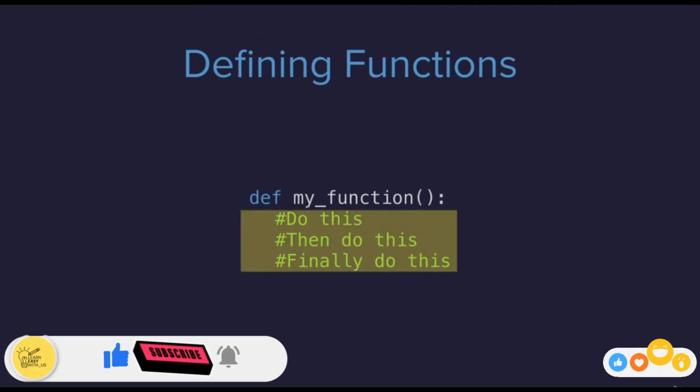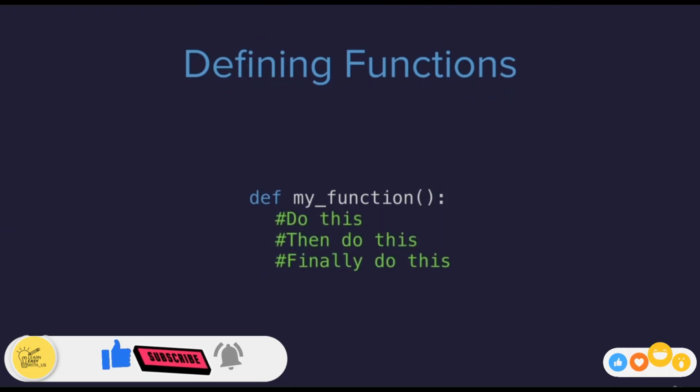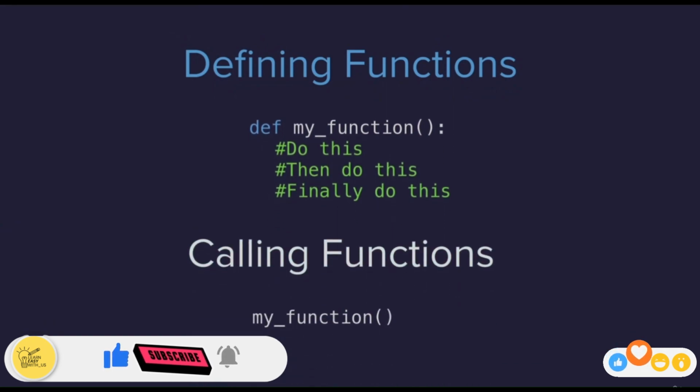And remember that these lines of code which go into the function, which will be carried out when this function is triggered, must be indented like this. So once you've defined the function, you've created the recipe, the next step is to actually use it, which in programming lingo, we would say calling the function.